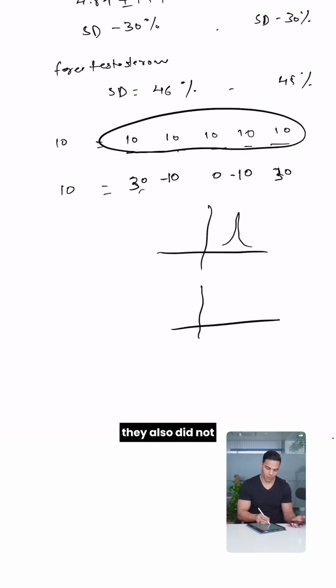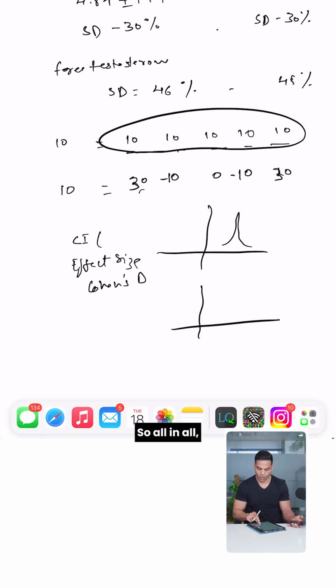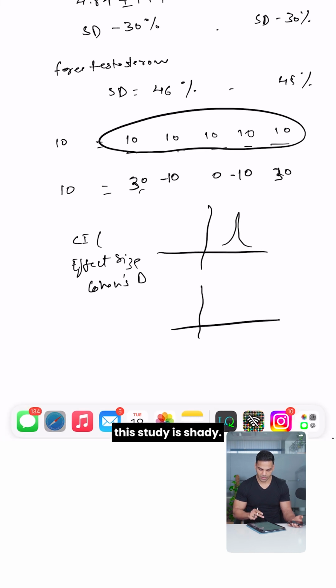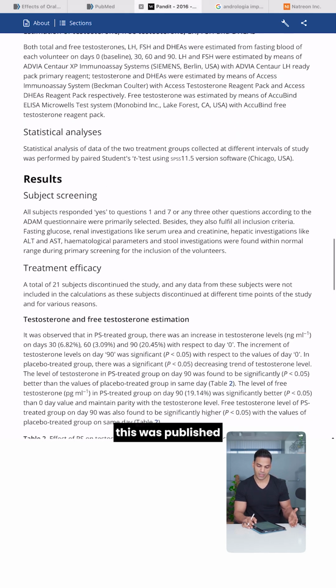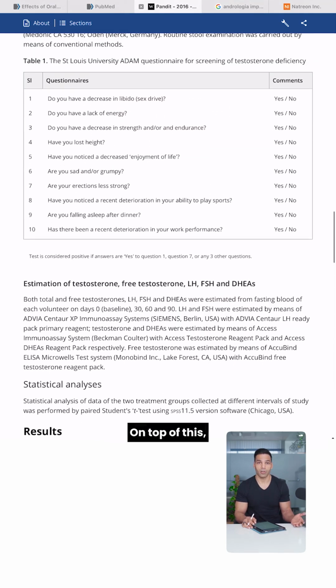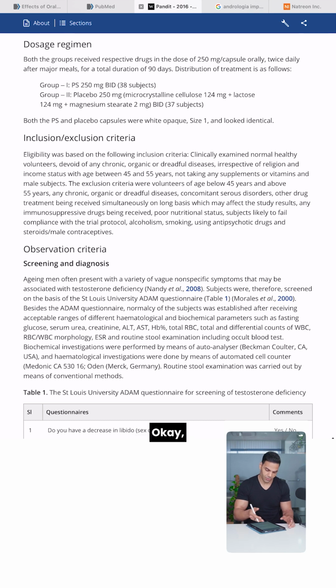On top of that, they also did not mention any kind of confidence interval. They also did not mention any effect size or Cohen's d. So all in all, this study is shady. It's filled with biases. You can see that the data has been manipulated, and that this was published in a journal with a low impact factor. On top of this, it's funded by the company that sells shilajit. So there you go.